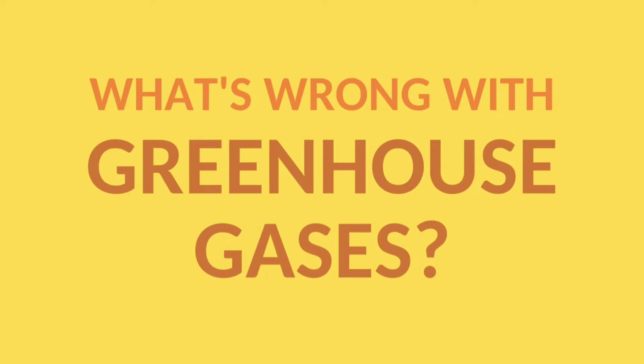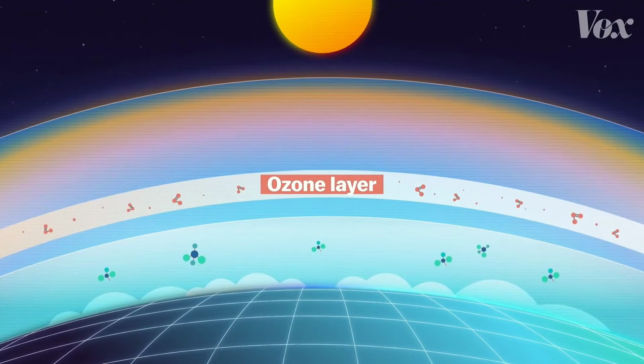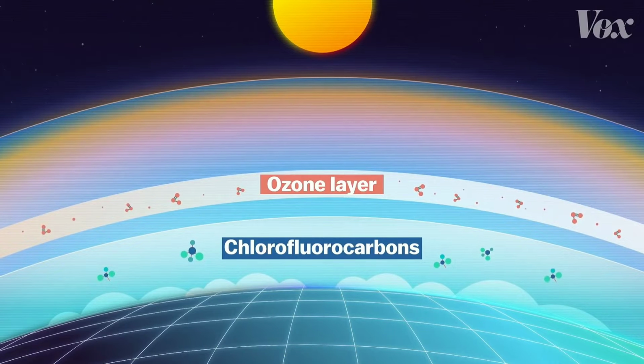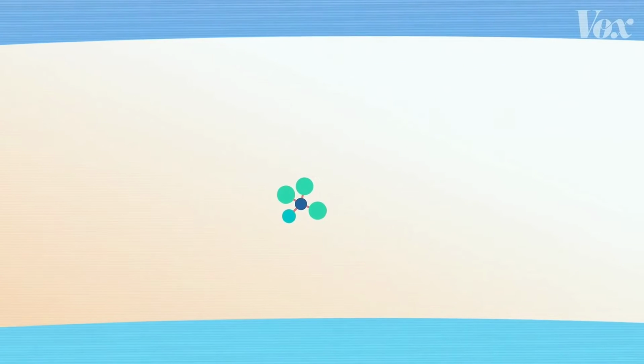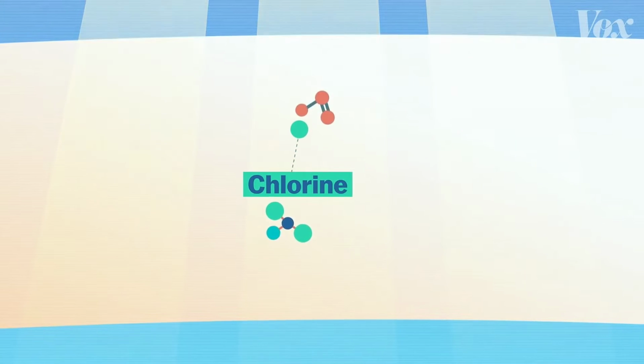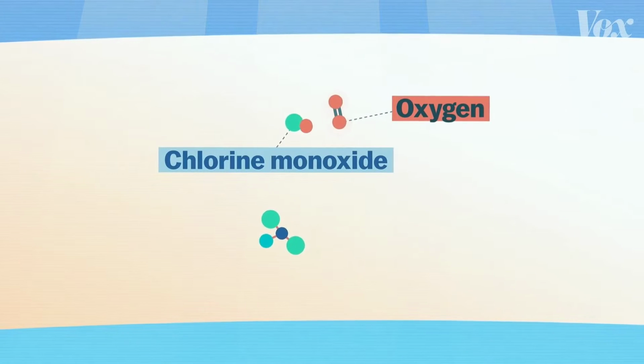What's wrong with greenhouse gases? The biggest problem was chlorine from a man-made compound called chlorofluorocarbons, or CFCs. On the ground, CFCs aren't harmful, but once they float up to the stratosphere, the sun breaks them down into chlorine. They bind with ozone to make oxygen and chlorine monoxide.